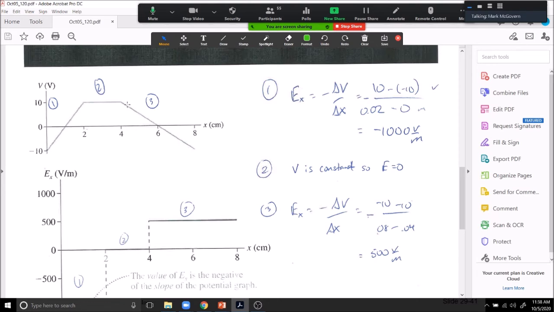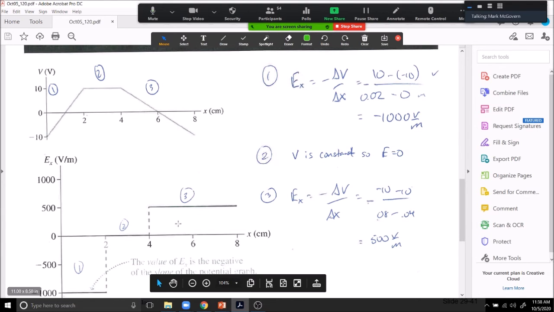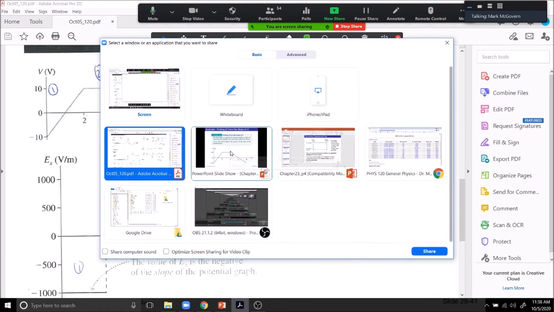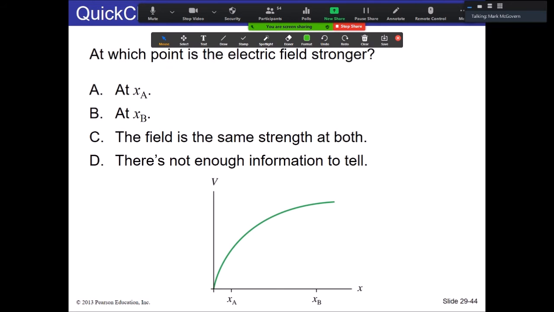And then this other section here is a negative slope, so we should end up with a positive value for our electric field. And that's 20 over now what? Double what we had in number 1 here. So that's 500 volts per meter. So the graph looks like a step function here. We go from minus 1,000 to 0 to positive 500. Okay, so this is evaluating just slopes. We've done that many times before.